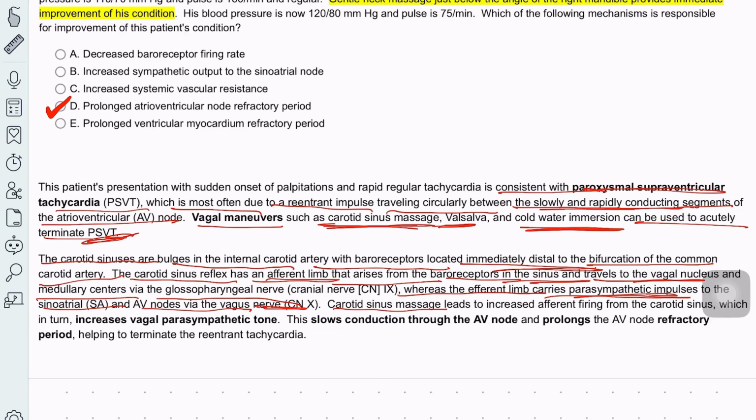Carotid sinus massage leads to increased afferent firing from the carotid sinus, which in turn increases the vagal parasympathetic tone. This slows conduction through the AV node and prolongs the AV node refractory period, helping to terminate the reentrant tachycardia.